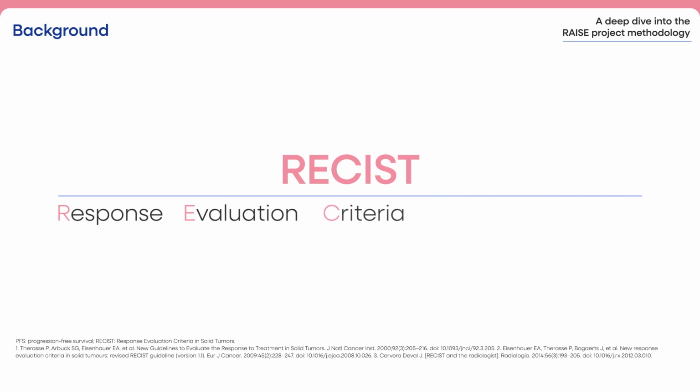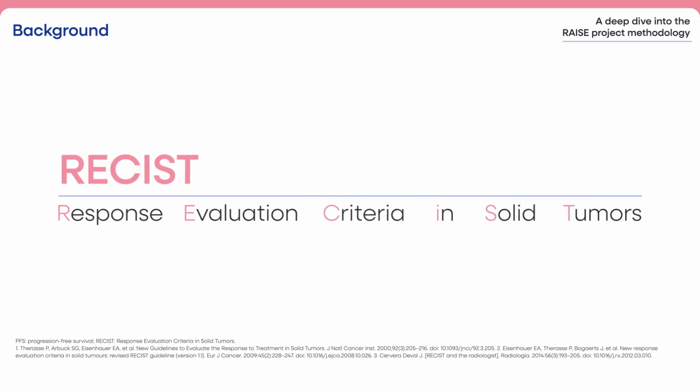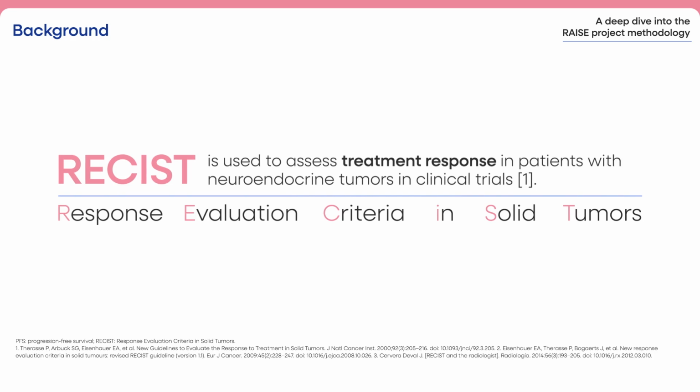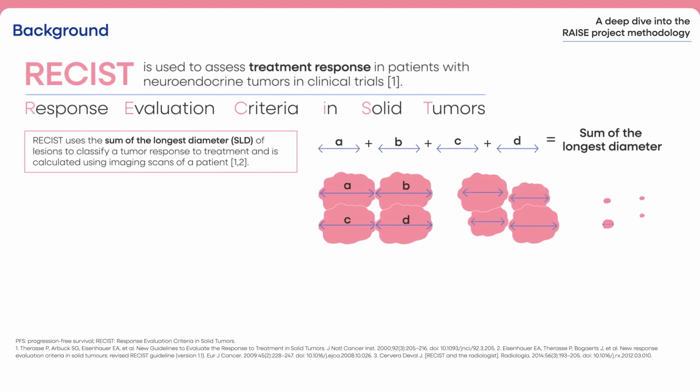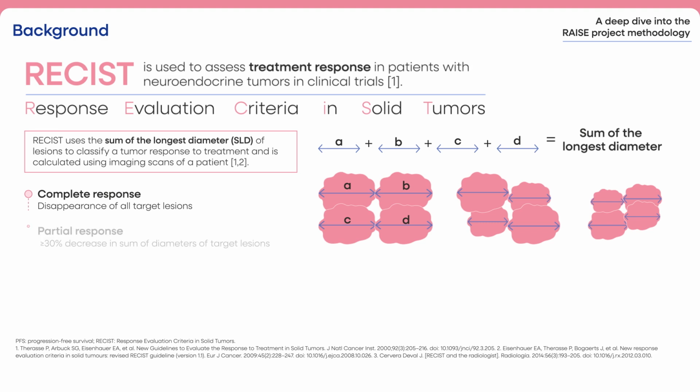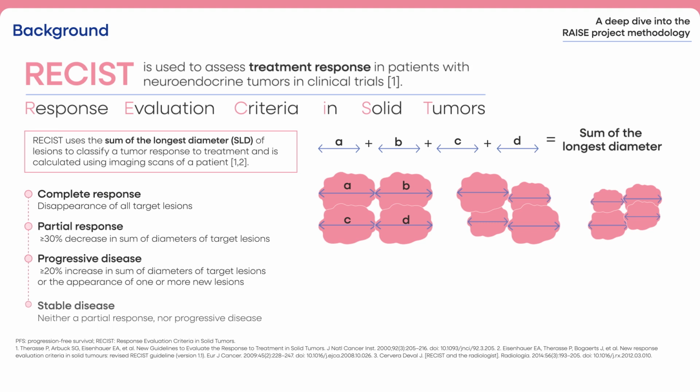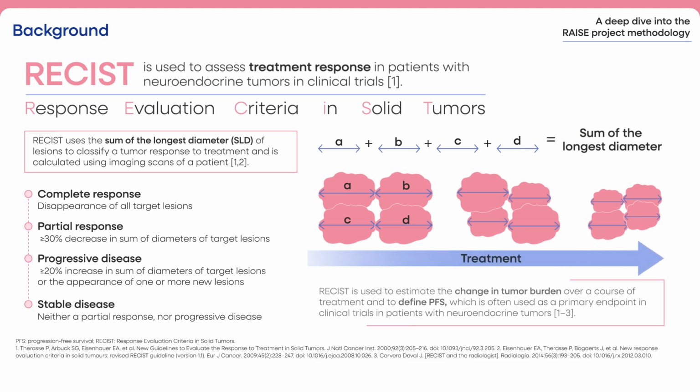Response evaluation criteria in solid tumours, or RECIST, is commonly used to assess treatment response in patients with neuroendocrine tumours in clinical trials. RECIST uses the sum of the longest diameter of lesions to classify a tumour response as either a complete response, partial response, progressive disease, or stable disease. In this way, RECIST is used to estimate the change in tumour burden over a course of treatment and to define progression-free survival, which is often used as a primary endpoint in clinical trials in patients with neuroendocrine tumours.